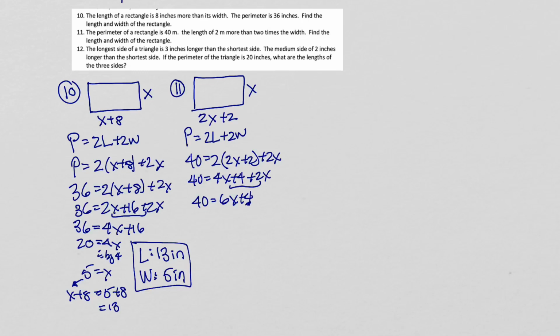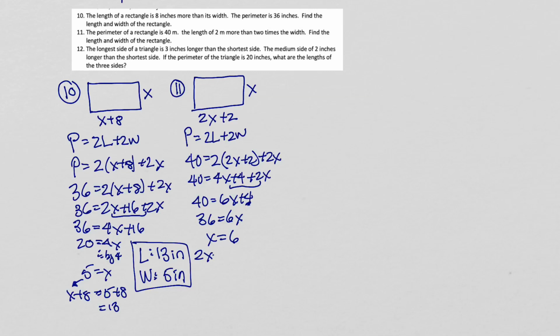Let's subtract that 4. So we'll get 40 minus 4 is 36 equals 6x. Divide by 6, we'll get x equals 6, right? 36 divided by 6 is 6. But it's a word problem, so follow it all the way back. What is x? X is the width of the rectangle. And we also need the length. So I'm going to write that right down here.